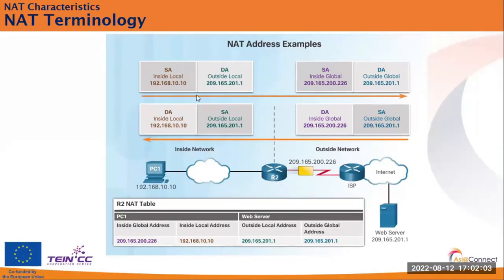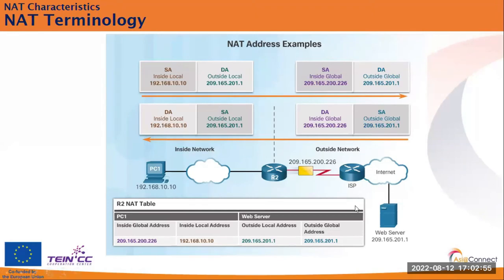Here you can see in this figure, PC1 has an inside local address, 192.168.10.10, right? From the perspective of PC1, the web server has an outside address, that is the web server IP address 209.165.201.1. Packets are sent from PC1 to the global address of the web server. The inside local address of PC1 is translated to its inside global address, that means 209.165.202.6. Okay. So the address of the outside server is not typically translated because the address is usually the public address, as I said before.